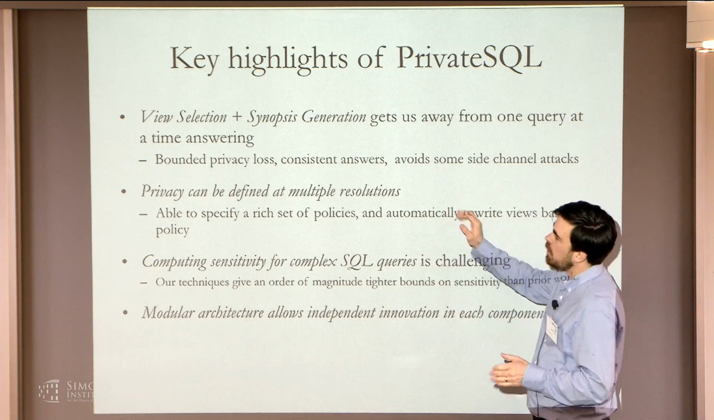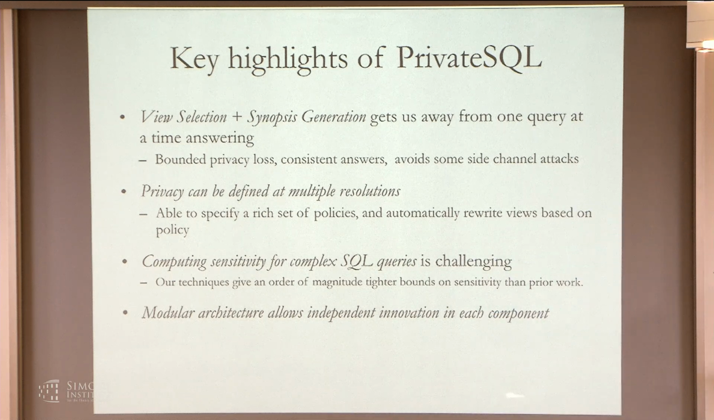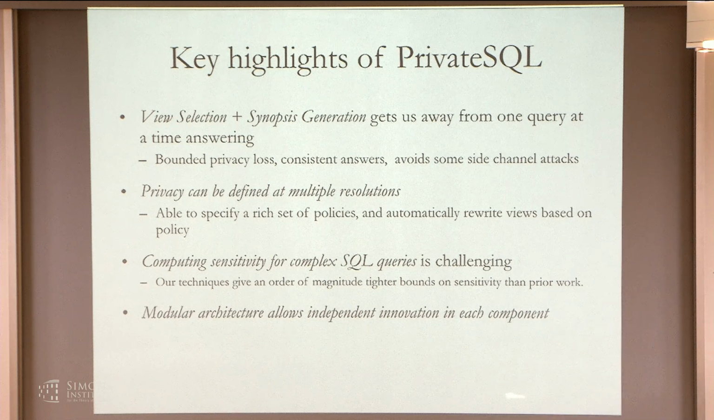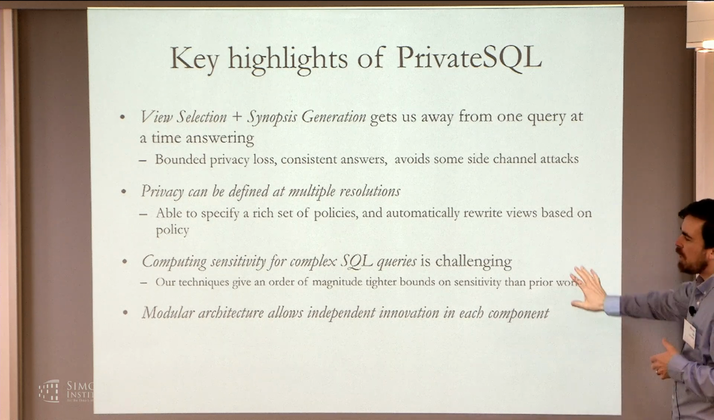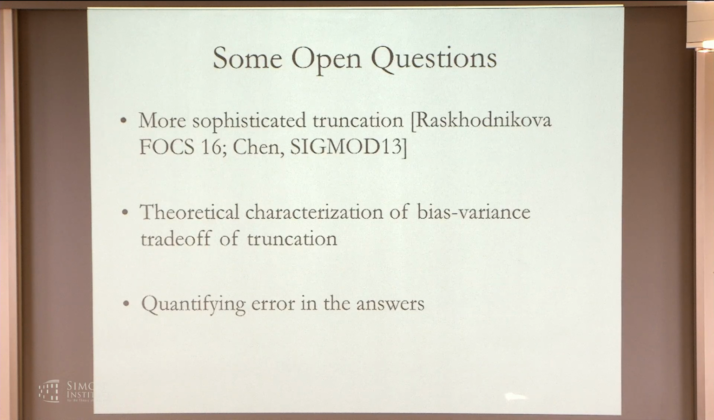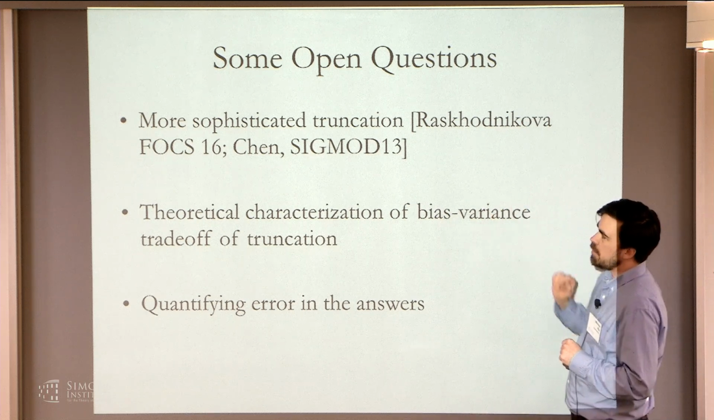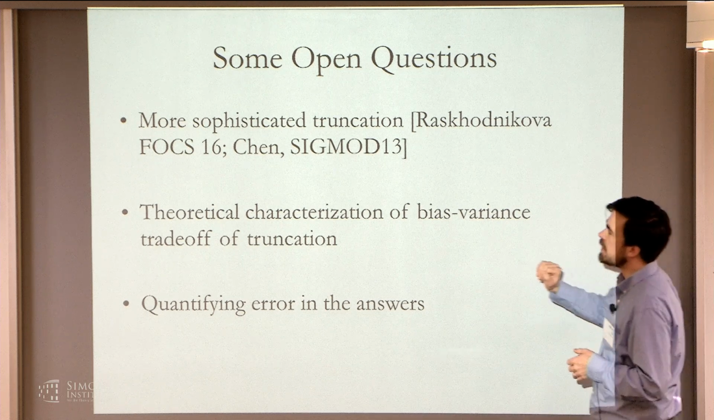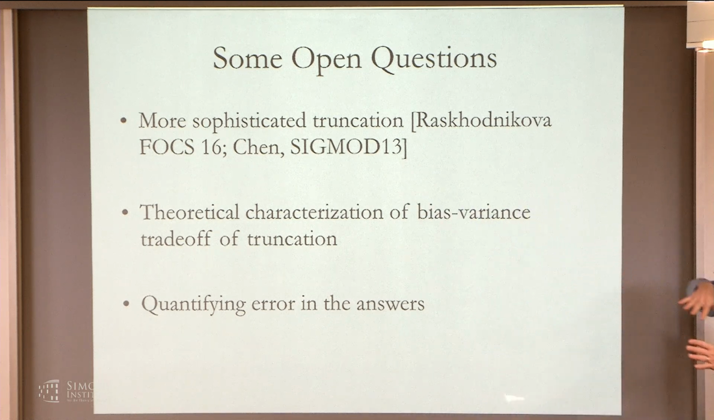So just to wrap up with Private SQL, I think this idea of view selection and synopsis generation is an interesting approach and gets us away from some of the thornier issues of answering one query at a time. We can support privacy resolution at multiple levels, and we can do it in an automated way, which I think is really nice. But there are lots of hard problems here in terms of bounding the sensitivity. There are lots of open questions with this project. In particular, with the sensitivity calculations, there's some really nice work on more sophisticated mechanisms that we could potentially use here.